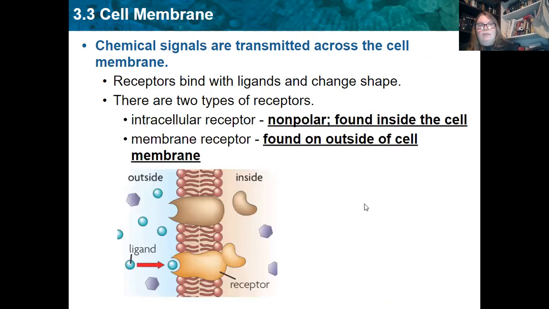All right, so these intracellular receptors, this is missing extra, it should be extracellular membrane receptor. So there's some on the inside and some on the outside, is all you need to know.